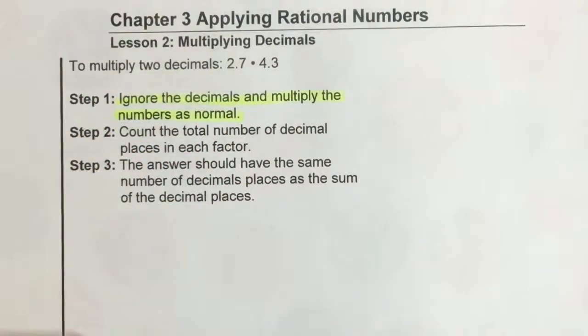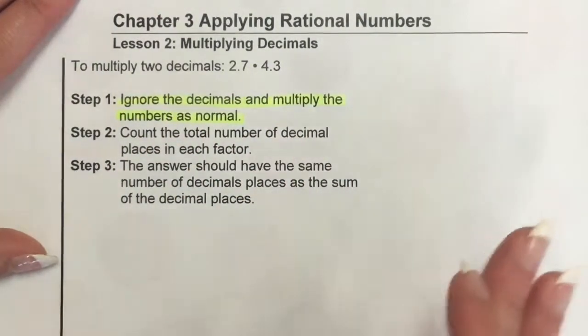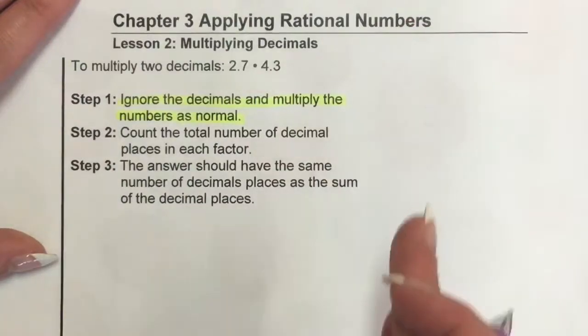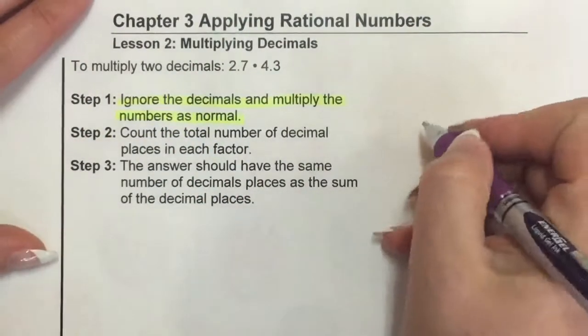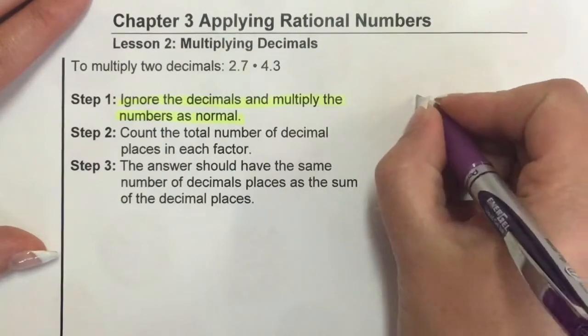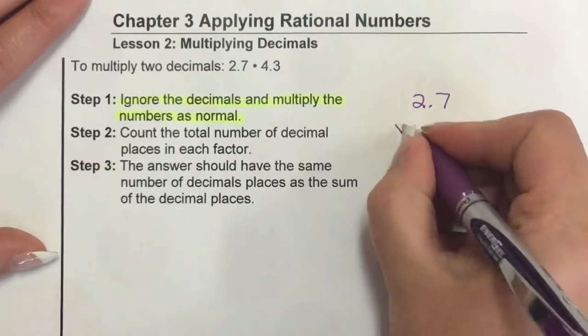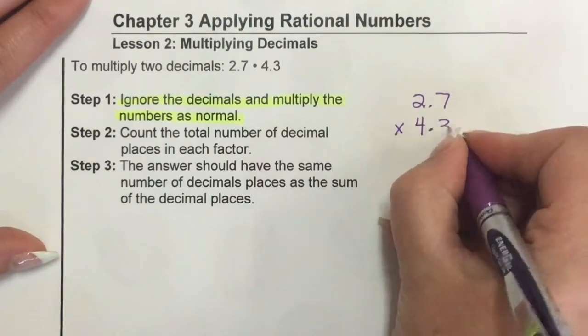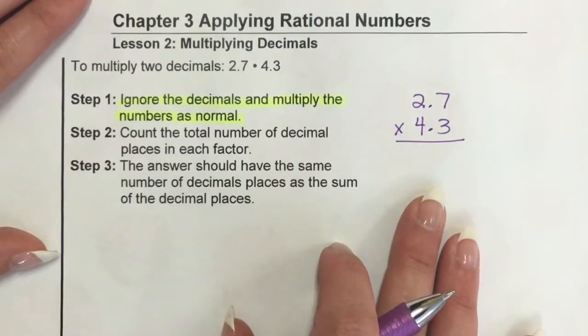So don't worry about the decimals when you're multiplying. Now, when you're adding and subtracting decimals, you have to worry about the decimals because you have to line them up. However, for multiplying, don't worry about them. So I'm going to keep them in the problem when I write it, 2.7 times 4.3. They're still there, but I'm not worried about them as I'm multiplying, okay?